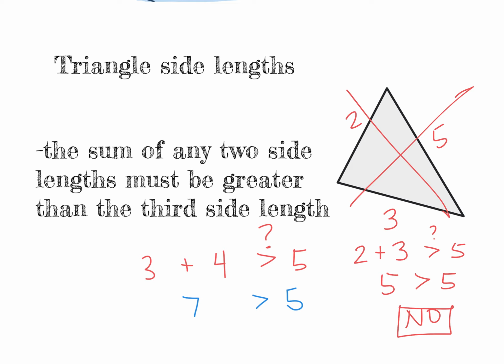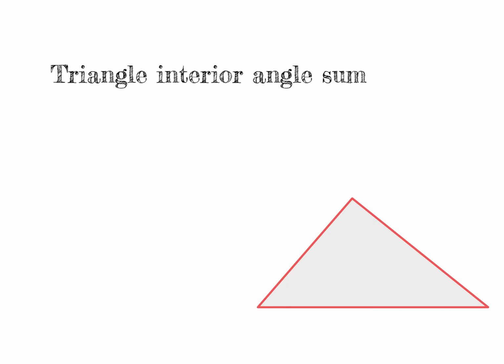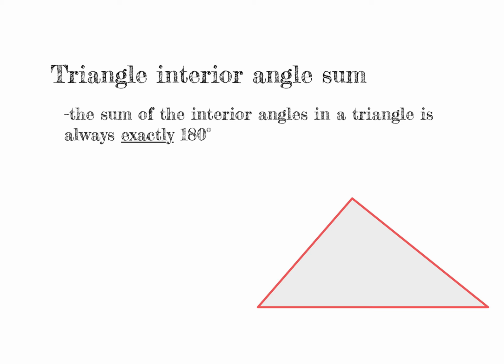So you'll be using that idea to not only test triangles, but examine them in different ways. The last thing we'll talk about in this video is the triangle interior angle sum, which says this: the sum of the interior angles in a triangle is always exactly 180 degrees. In this picture here, the 3 angles listed are 95 degrees, 25 degrees, and 60 degrees. And if we take their sum or add them together, they will come out to be a total of 180 degrees exactly.